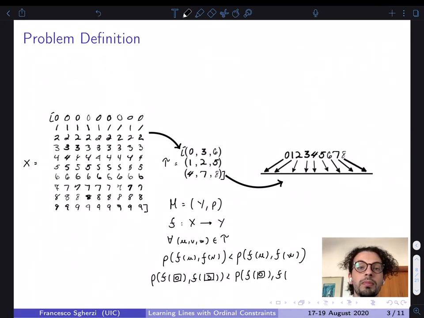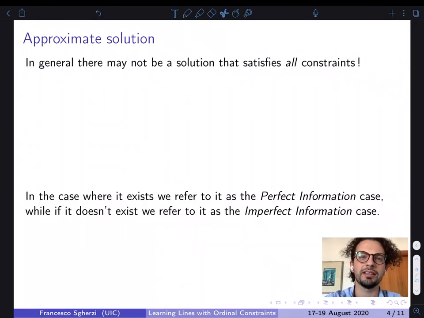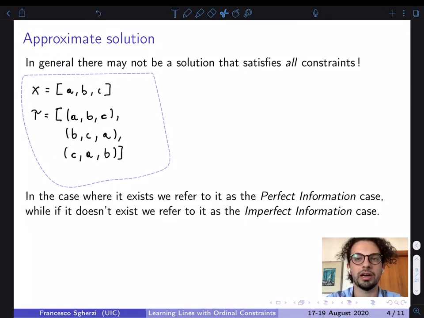We refer to this problem as learning a line metric space under ordinal constraints, or LLOC for brevity. More specifically, we study the case of a dense instance, meaning that every constraint between data points is defined in our constraint set. Note that, in general, there may not be a solution which satisfies all the constraints.